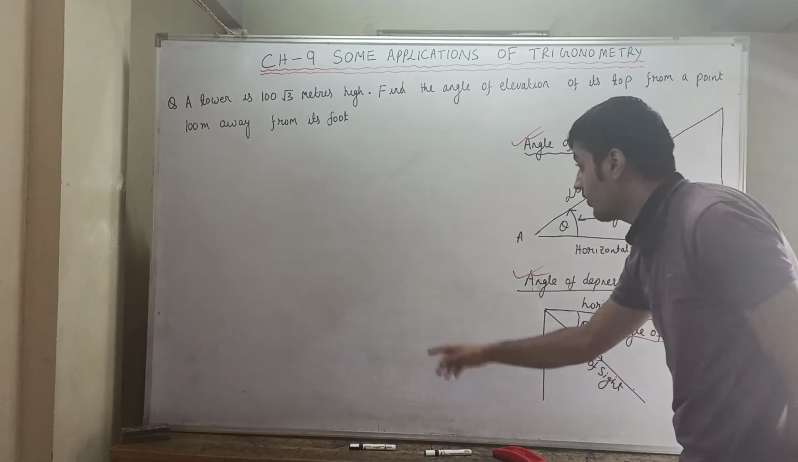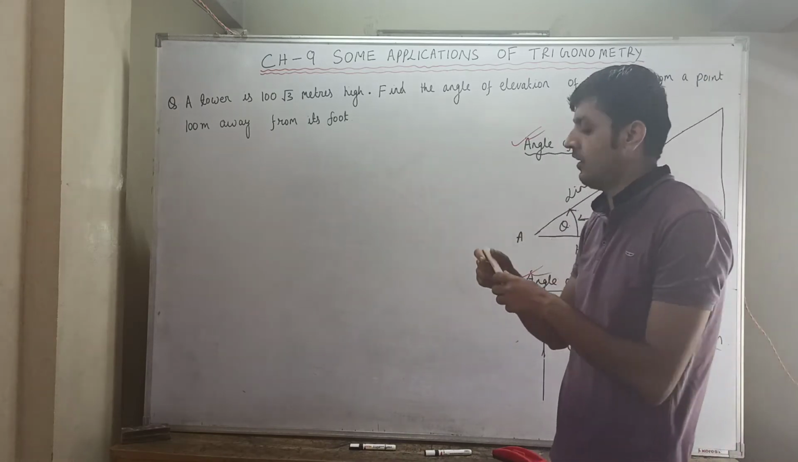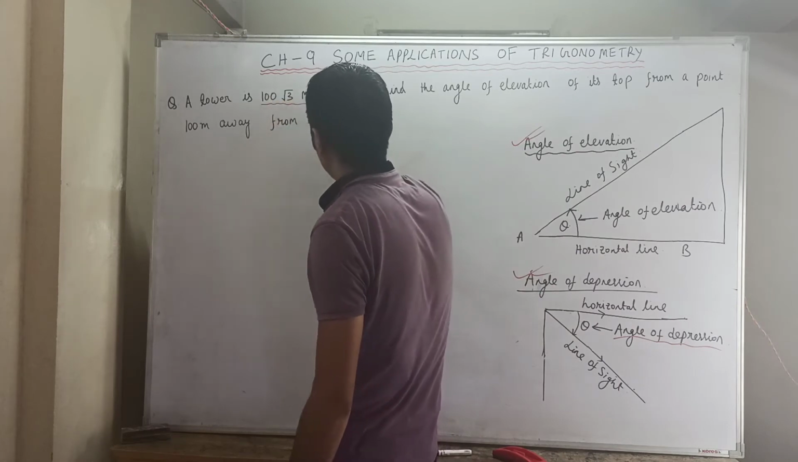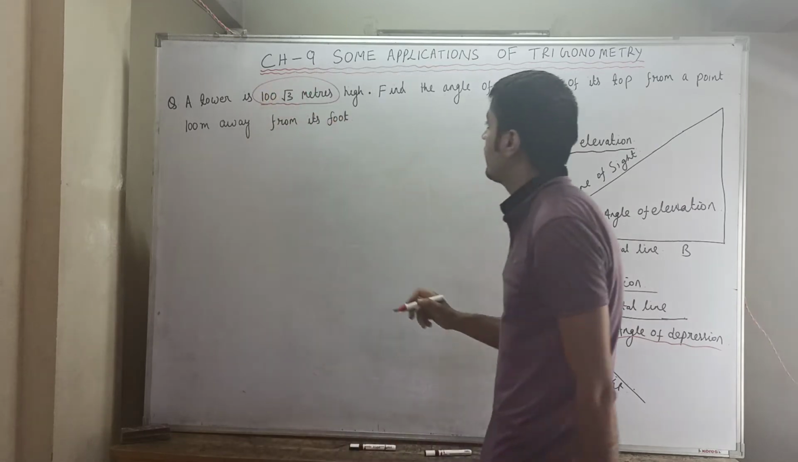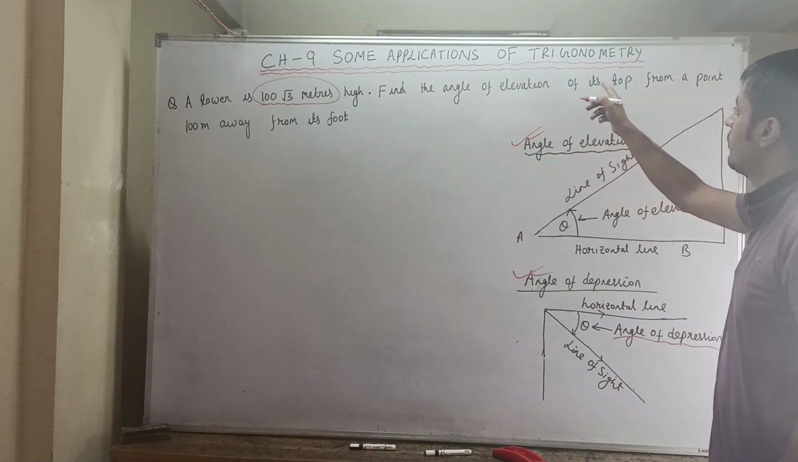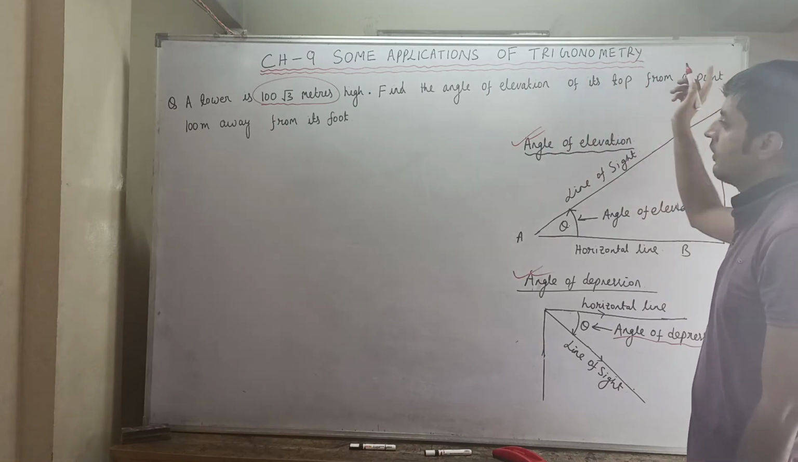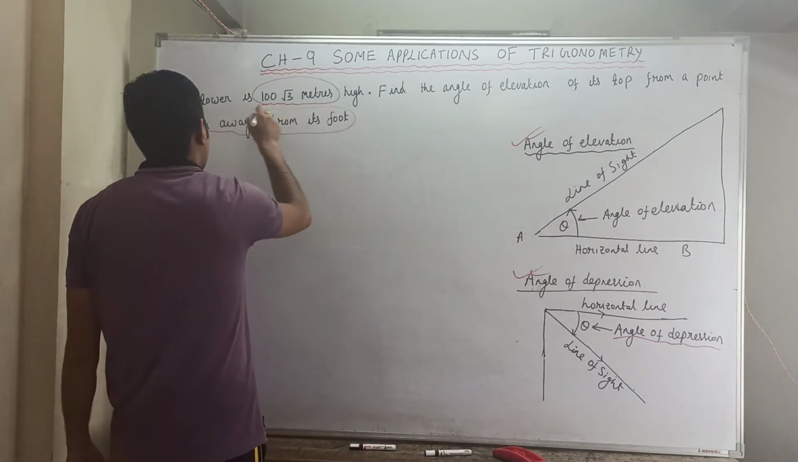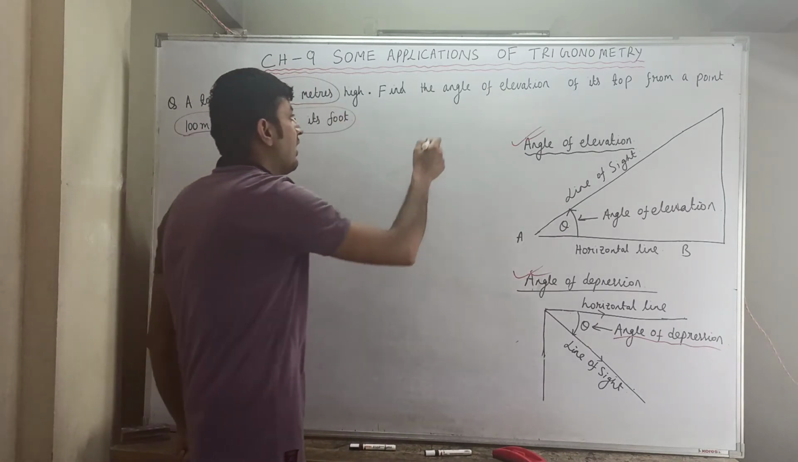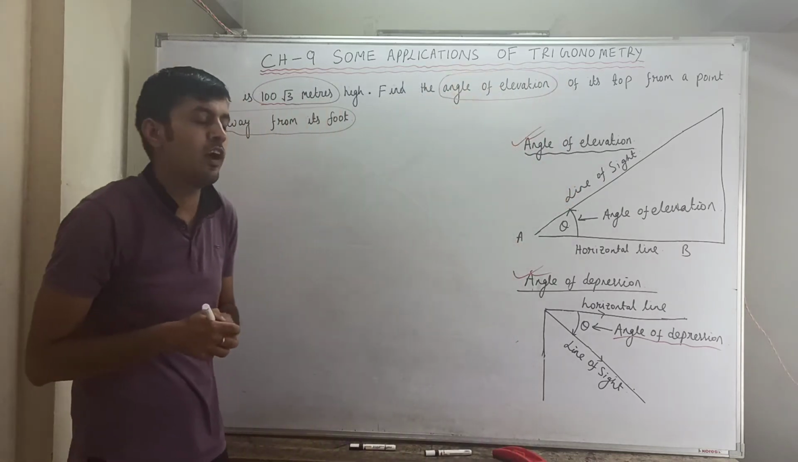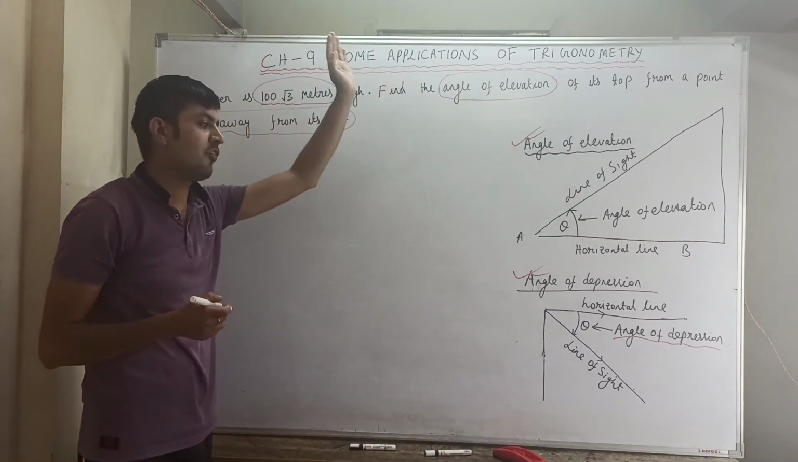So let's see this question. I have written one question. Let's see what it says. A tower is 100√3 meter. The height of the tower is given. Find the angle of elevation of its top from a point 100 meter away from its foot. So you have to find out the angle of elevation.